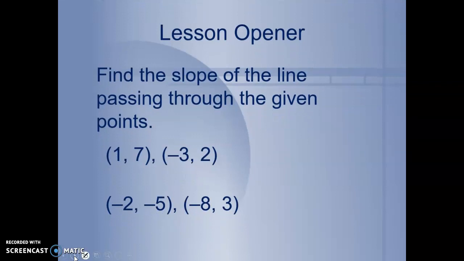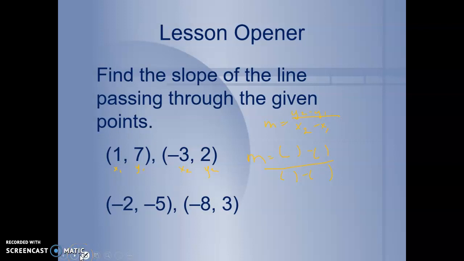For our lesson opener today, go ahead and find the slope of the line passing through the given points. Be sure that you are using your m equals y2 minus y1 over x2 minus x1 formula. Then go ahead and label your x1, y1, x2, and y2 points. Substitute those in, always using parentheses. So we'll do parentheses minus parentheses over parentheses minus parentheses. Do the math on your own and then check your work.